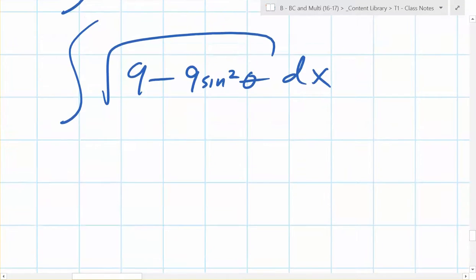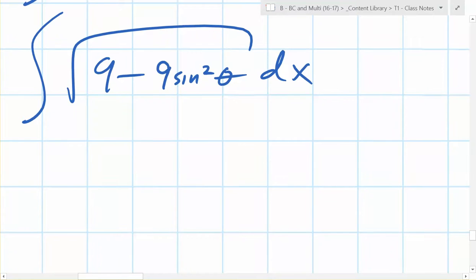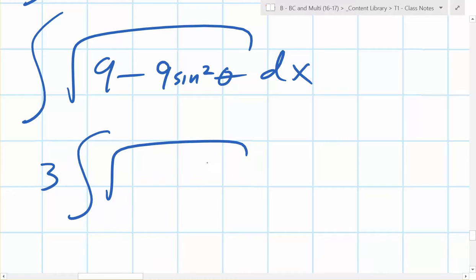What's the problem with that right there? What can we pull out? It turns into a 3 by taking out a 9. So what do we end up with? 3 integral square root of 1 minus sine squared theta dx. What's the problem still? No, we're not done yet. We're far from done. We need d theta.